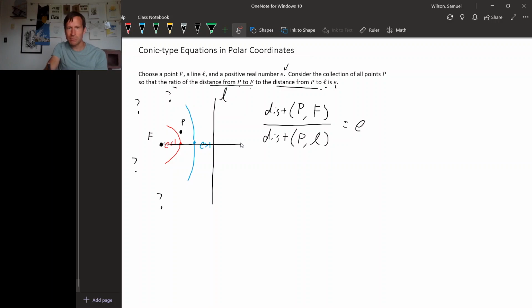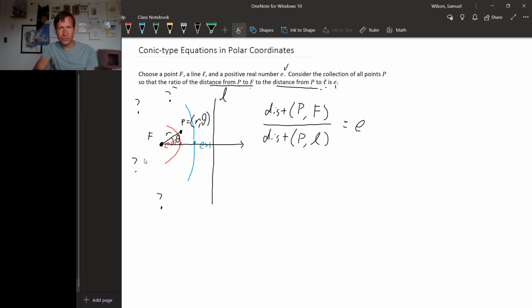Here I'll put the origin of our polar coordinate system at the point F, just for convenience, since F is a fixed point in this setup. And the point P, our variable point, is going to be (r, θ). And so this distance here is r, and this angle in here is θ.